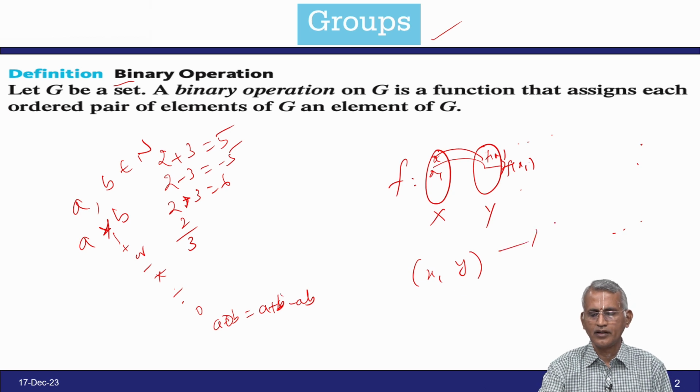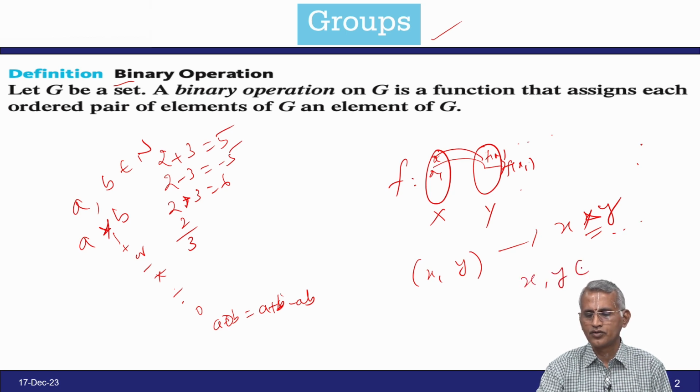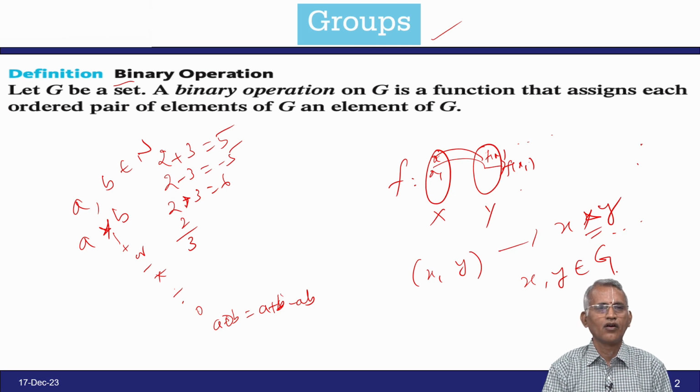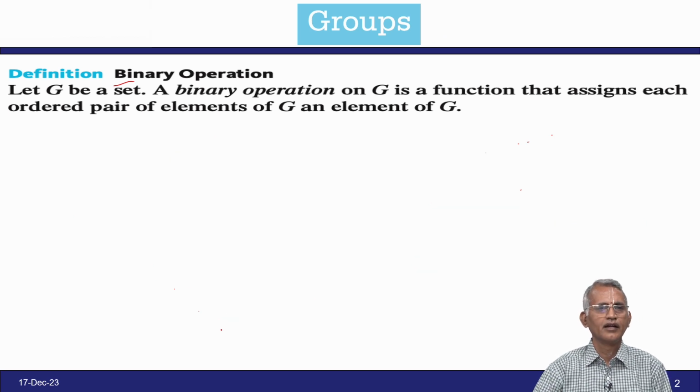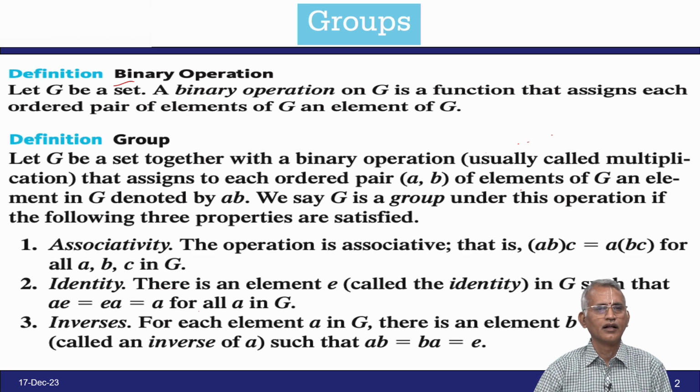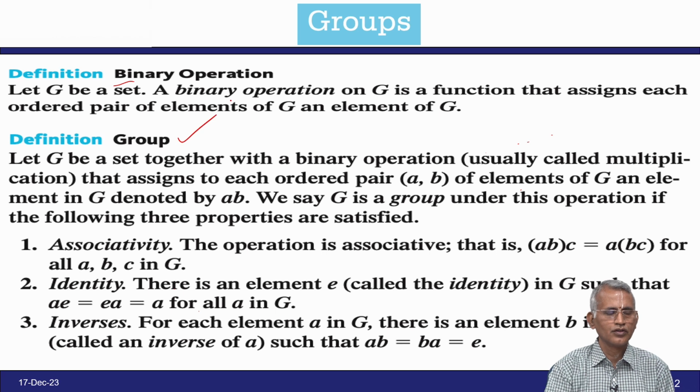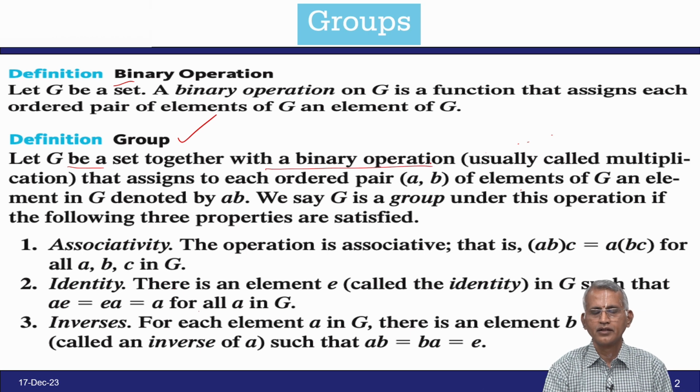Now, define a function that assigns to each ordered pair, say x comma y, the notation x star y, where star is a binary operation, and you take elements x comma y belonging to the set G, and G is a non-void set. Keep this definition in mind. Let us go with the definition of group. Let G be a set together with a binary operation, usually called multiplication, that assigns to each ordered pair A comma B of elements of G an element of G denoted by A star B, or AB.